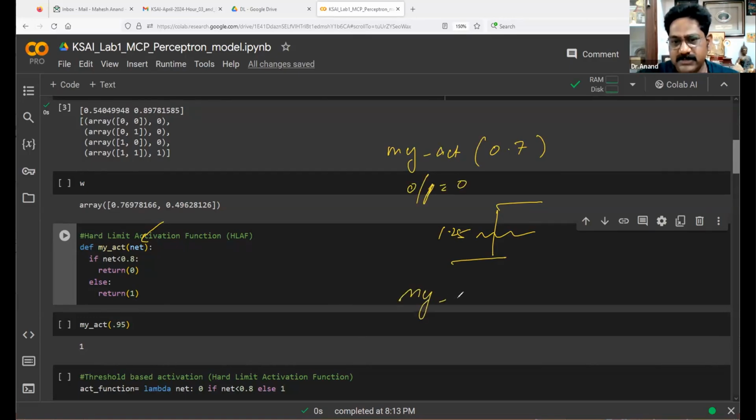Again, I call the function with 1.20. Again, it shows the output. So this is the user defined function. It receives the net as the input and has to take an action. What is the action? If the net value is below a certain threshold, it has to return 0, otherwise it has to return 1. So less than the threshold returns 0, and automatically the else part is greater than or equal to the threshold.